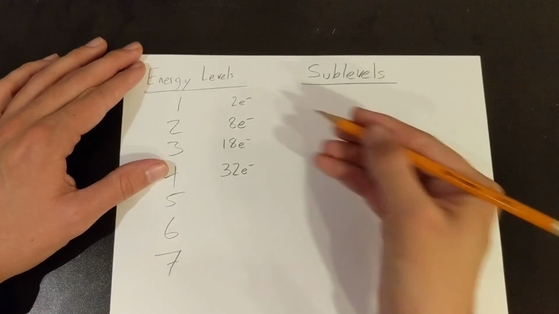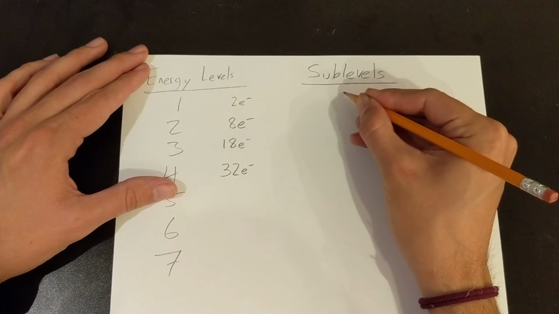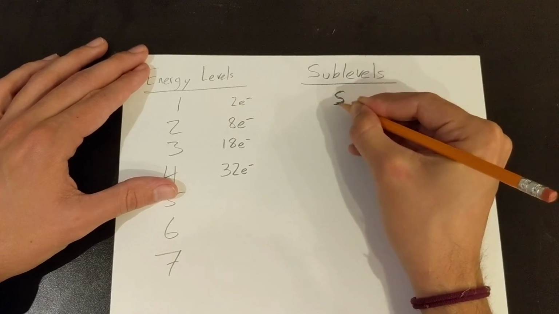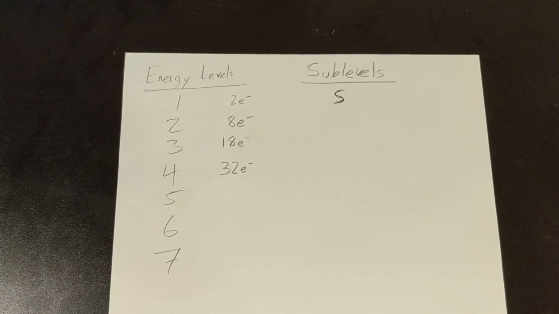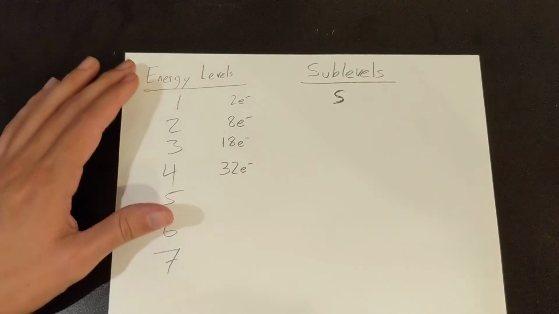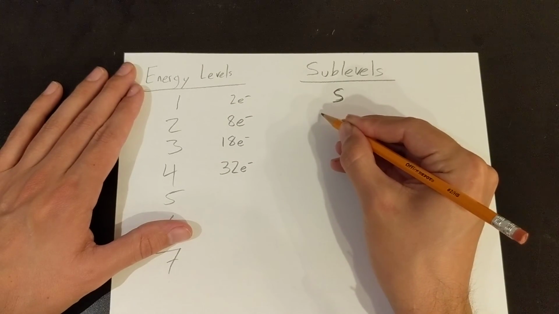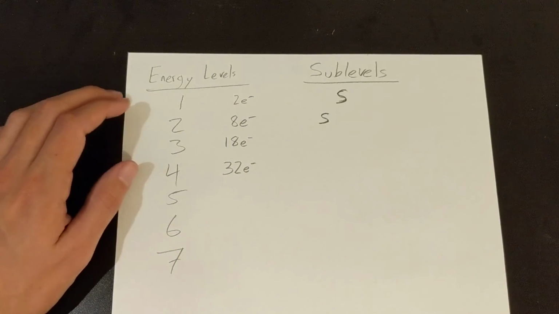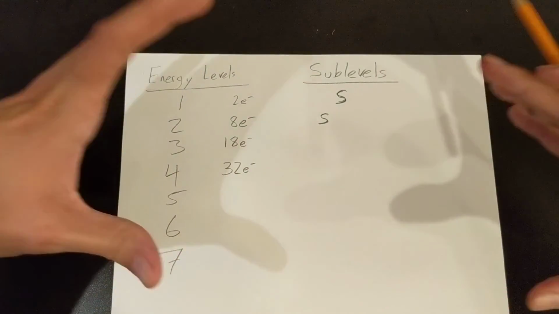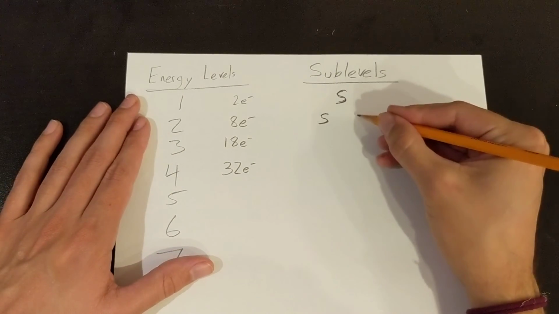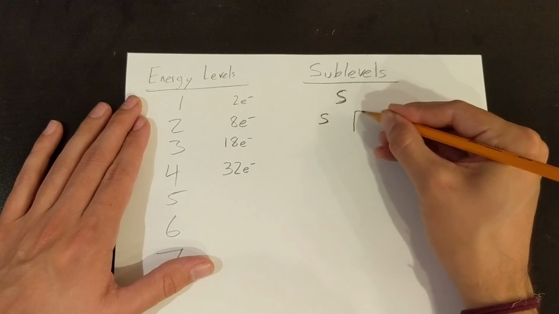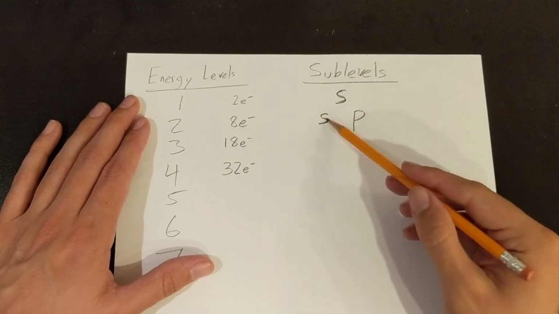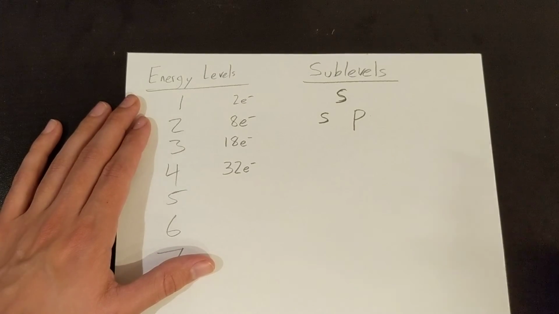The first sublevel that energy level 1 will have is the S sublevel, and it is our smallest sublevel. It is our first one. As we go to energy level 2, it will also have an S sublevel, and every energy level will have that S sublevel. But because it's a larger energy level, it will have another sublevel, and that second one we give the letter P to. So our first energy level just has an S. Second energy level now has an S and a P.